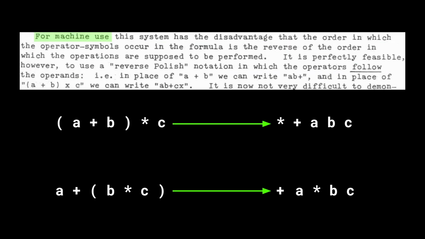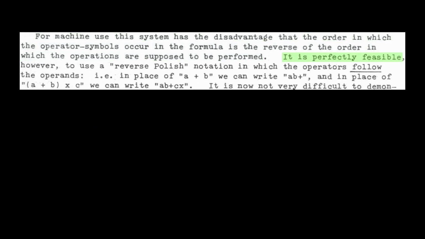However, for machine use, this system has the disadvantage that the order in which the operator symbols occur in the formula is the reverse of the order in which the operations are supposed to be performed. As you can see in the examples below, the first operation that needs to be done appears last in the Polish notation. So it is perfectly feasible to use a reverse Polish notation in which the operators follow the operands.